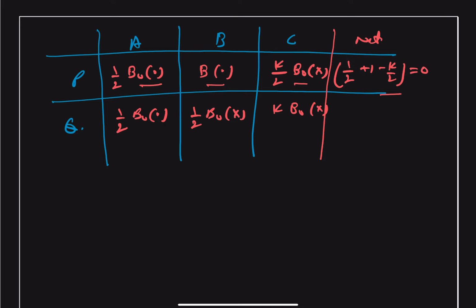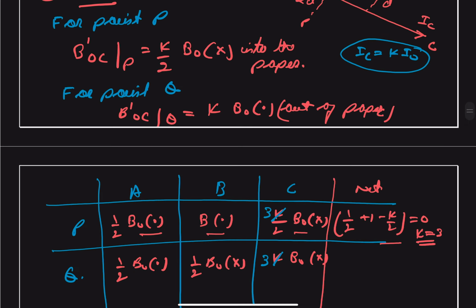Value of K will be equal to 3. So therefore, we can write this as 3 by 2. Here comes 3 B naught, and this we can also say will be 3, and this will also be 3, and IC will be equal to 3 times I naught.